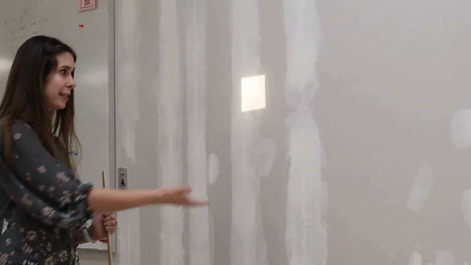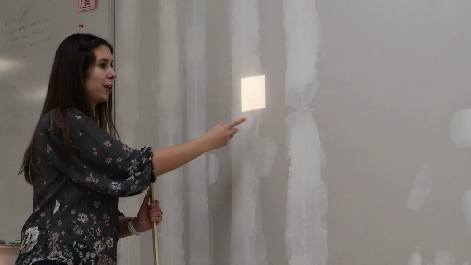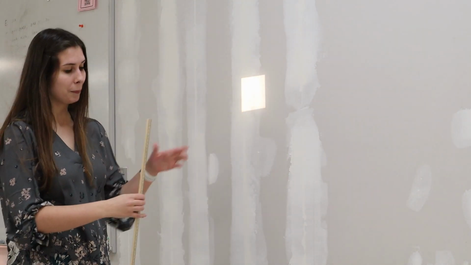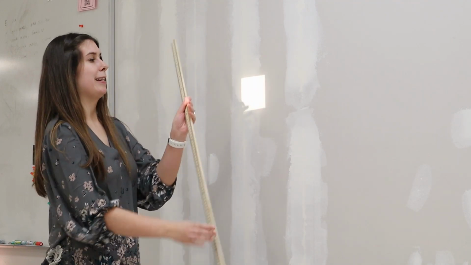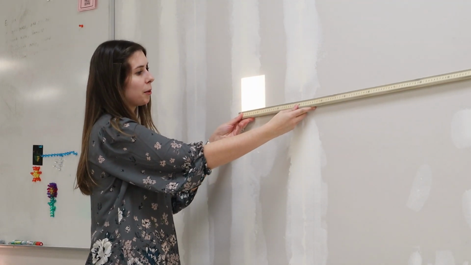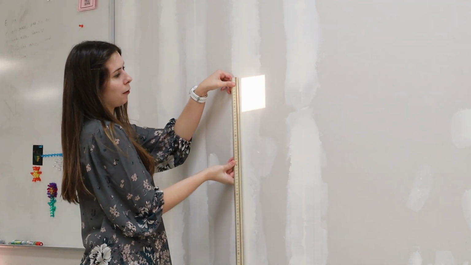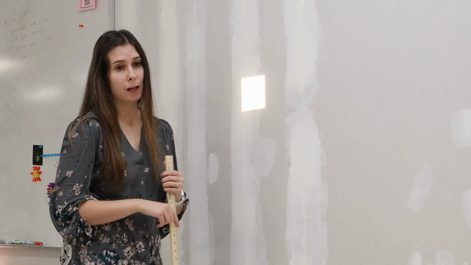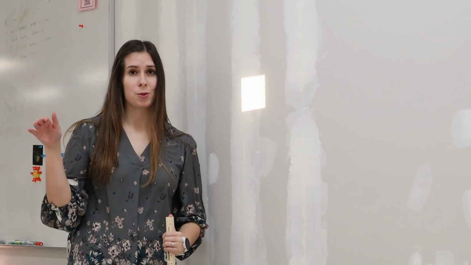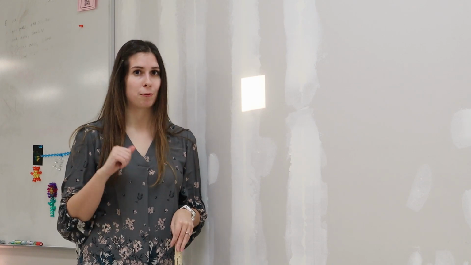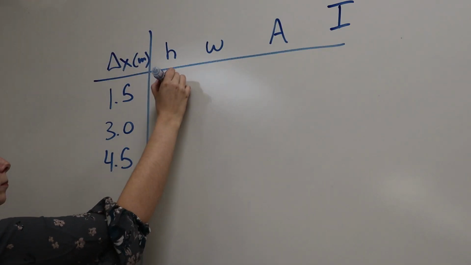It is producing light, and in this case it is a small square on the wall. And if I measure it, it is approximately 12 centimeters square, okay? At the moment, the projector is 1.5 meters from the wall.